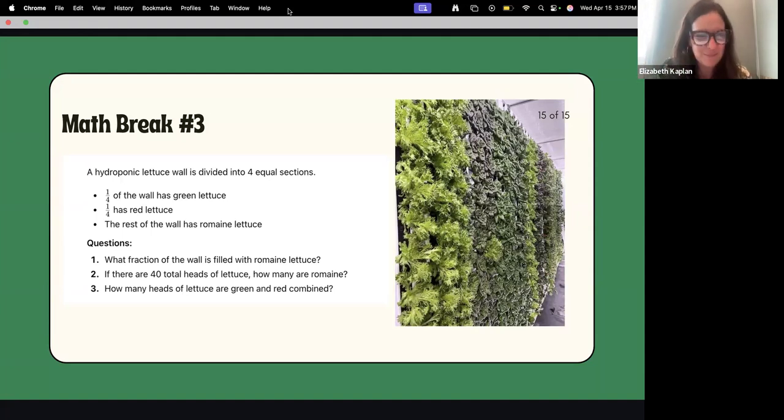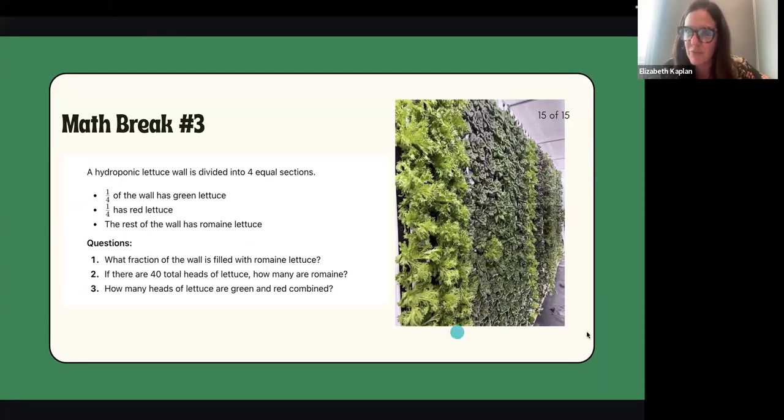So, 3 questions. What fraction of the wall is filled with romaine lettuce? If there are 40 total heads of lettuce, how many are romaine? And how many heads of lettuce are green and red combined? You can opt out of this if you don't feel like doing math. But I'll give you some time. And I solved it right before we came here, so I've got the answers.